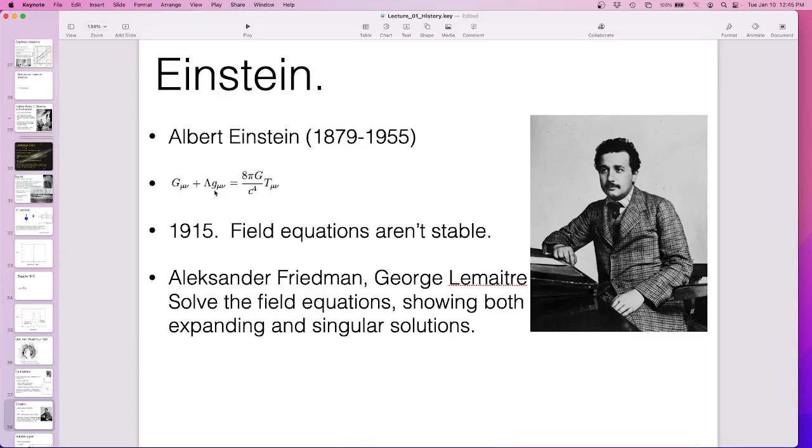So that's all right. Friedman and Lemaitre, we'll talk about the Friedman and Lemaitre equations. This equation has black holes and it has the expansion of the universe in it. This guy here is a very rich equation.